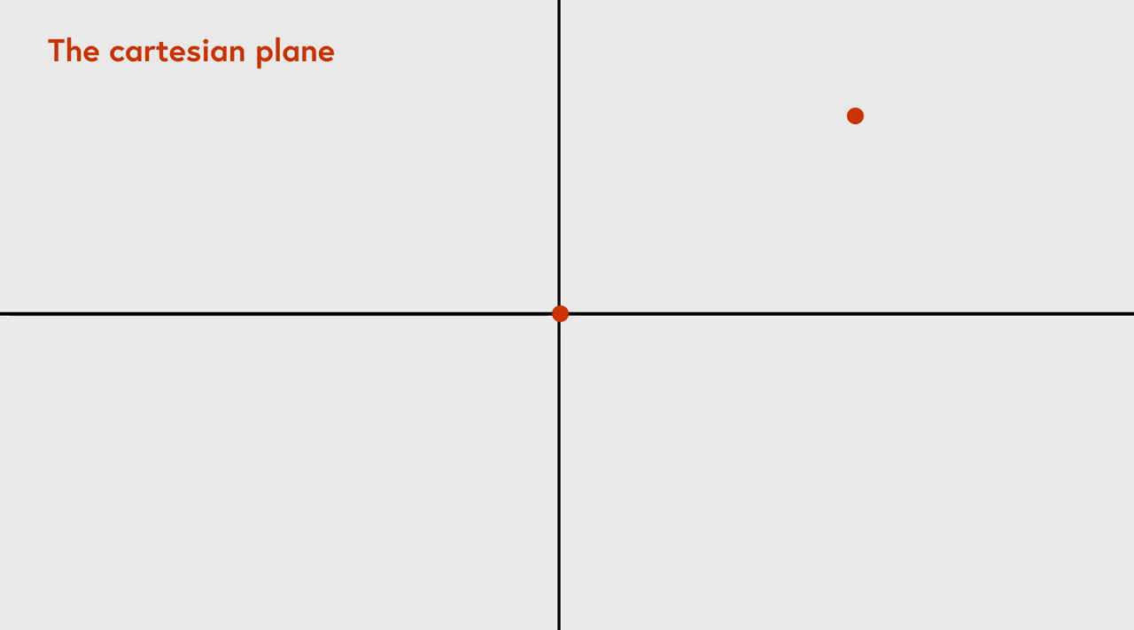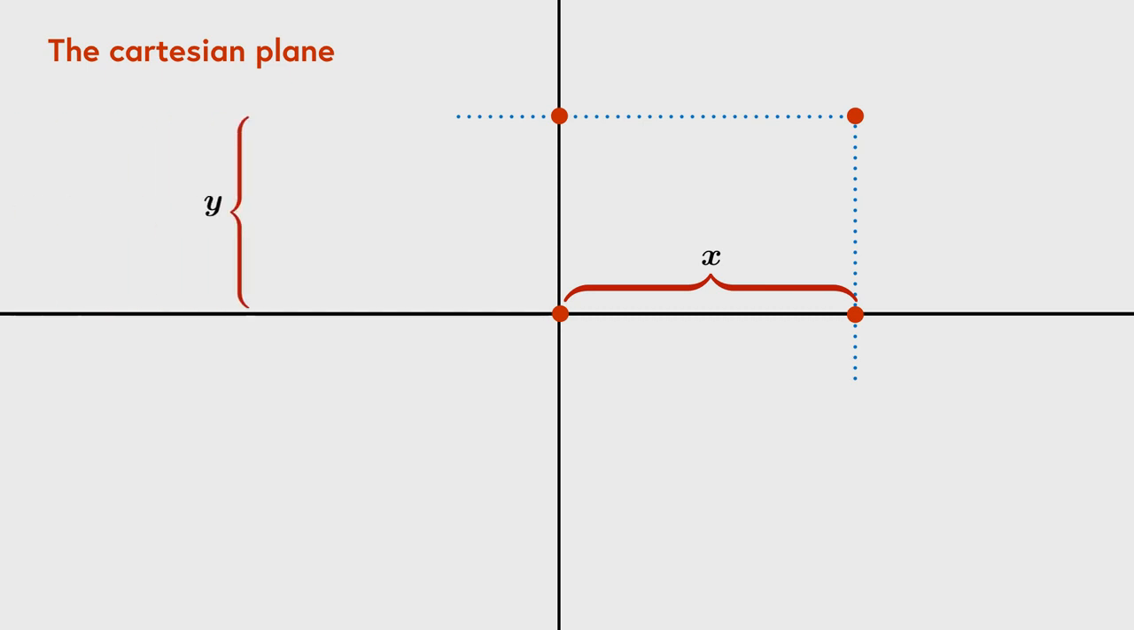Take this one, for example. How do we determine exactly where it lies and describe it to someone else? If we take a vertical line through the point, it will intersect our original horizontal axis in one point. As we know, that defines a real number. Let's call it x. Similarly, if we take a horizontal line through the point, it will intersect the vertical axis in a point, which will in turn define a number called y, let's say.